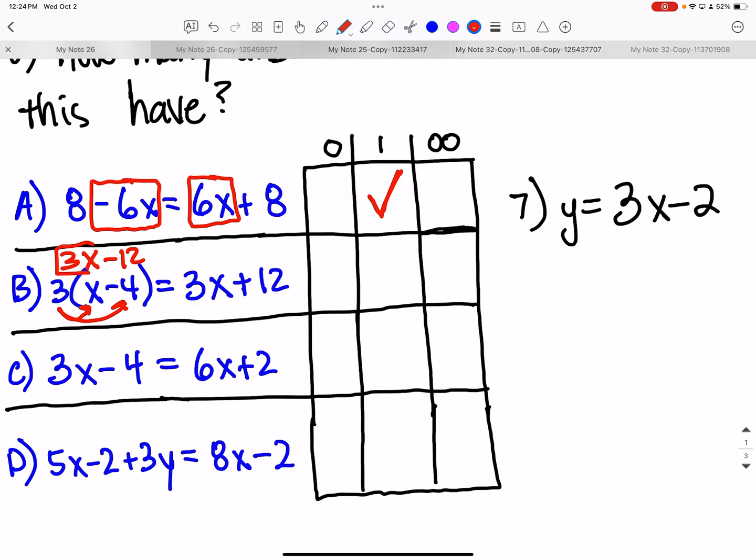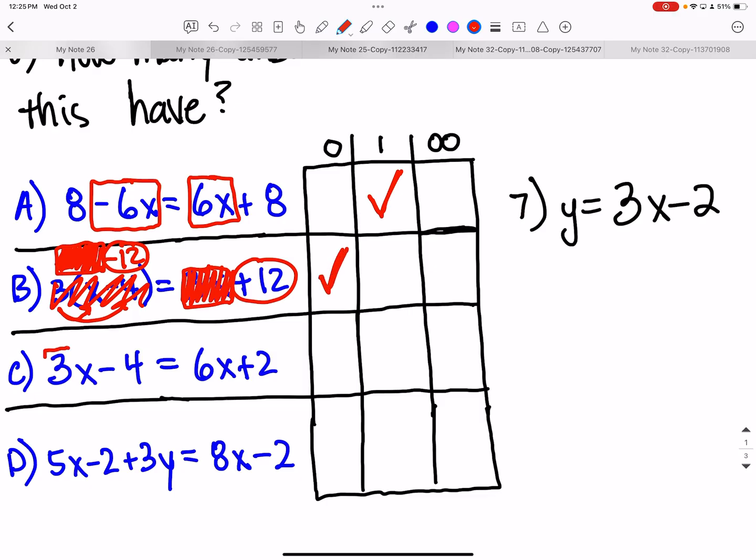We've got 3x's on this side. We've got 3x's on that side. Those will cancel each other out. They balance each other out. So what do we have on this side? We have negative 12 equals positive 12. No, negative 12 does not equal positive 12 ever. This is no solution.